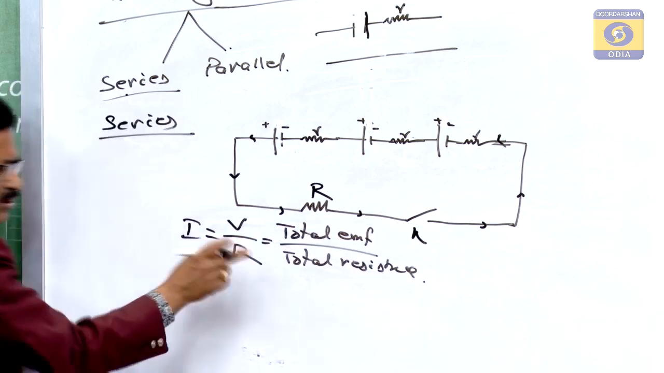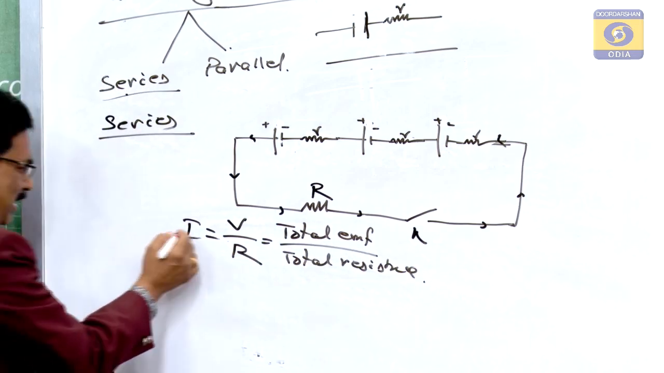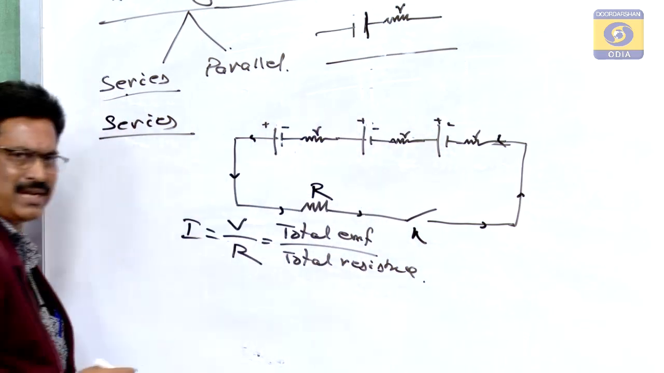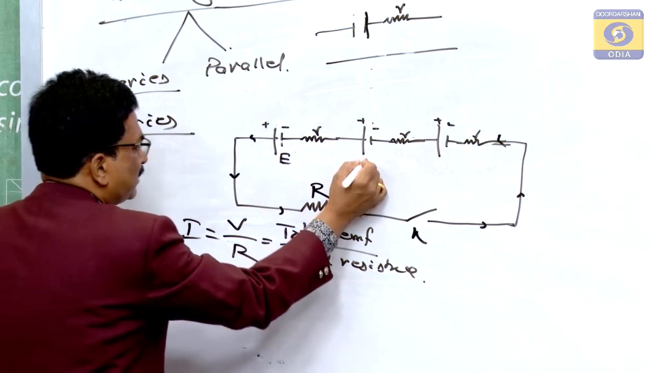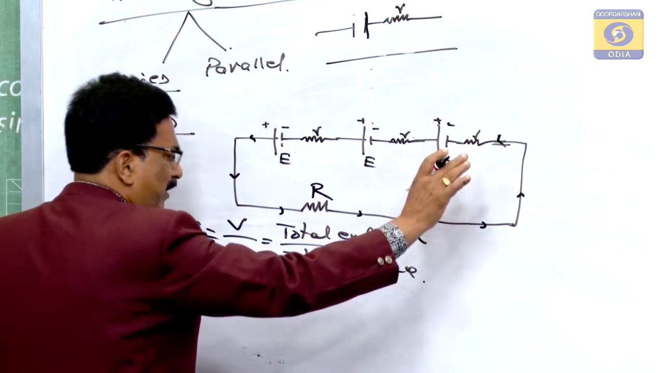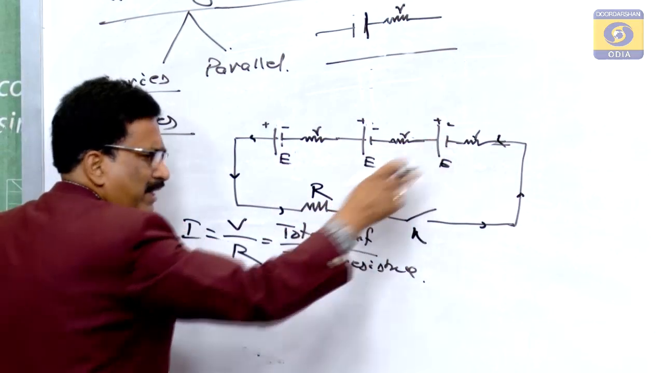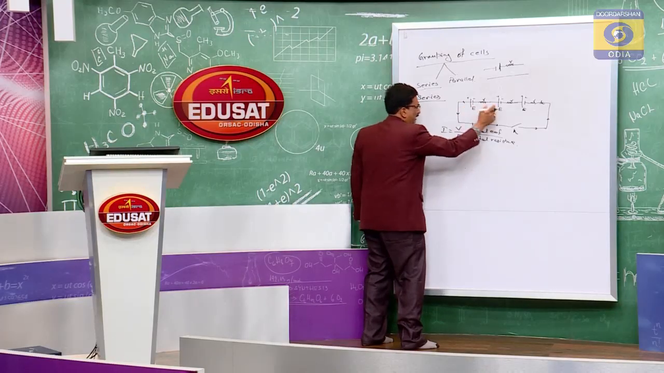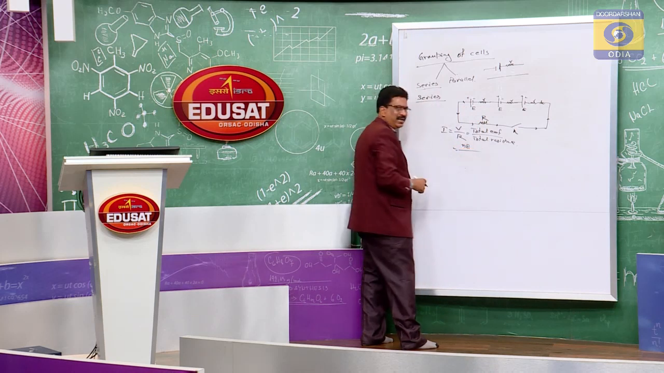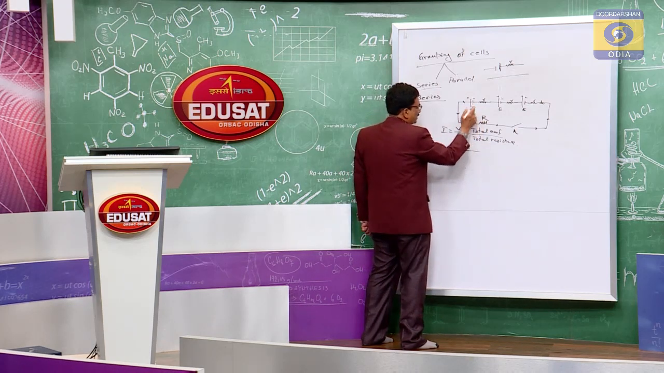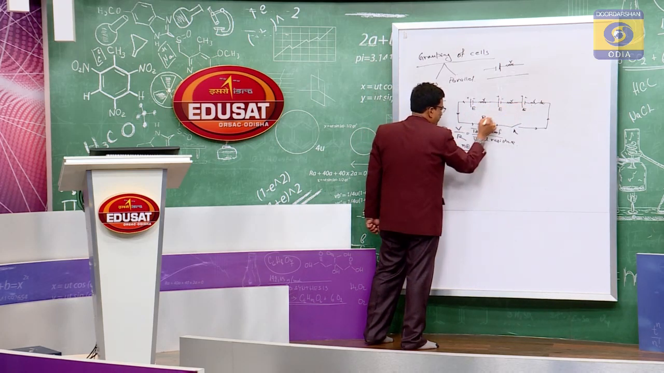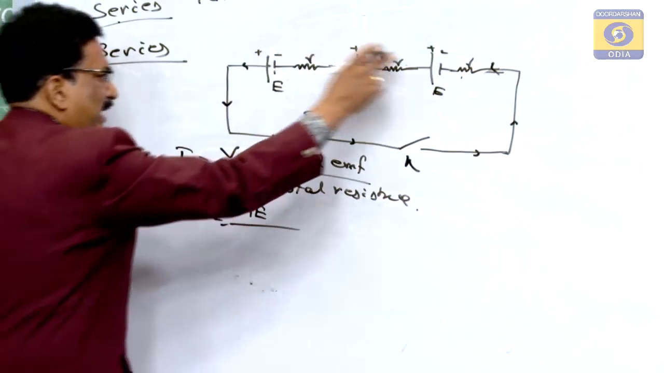Total resistance equals the net current which will flow through this. If this is the total EMF connected with the number of cells of the similar type, each with EMF E, and if we have n number of cells (here I have taken 3), then the total EMF is NE, divided by the resistance. Each cell has its own internal resistance r, and this is the external one. They are connected in series.